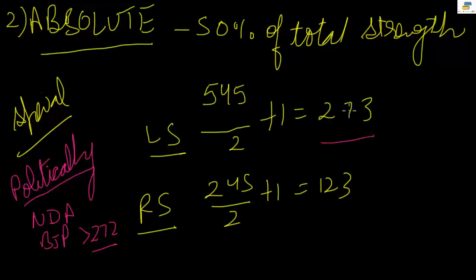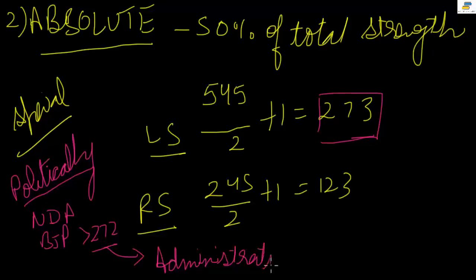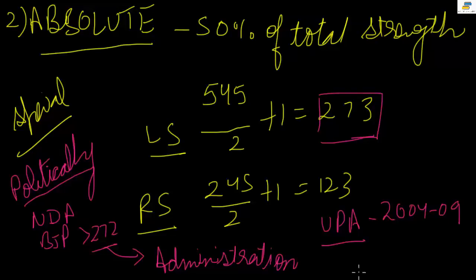This is like 273 over here, so they cross this mark. So this means that they have absolute majority in parliament, and that means they can actually do better administration than any of the previous governments. And before this, for example, if we talk about the UPA government, which was there, right?